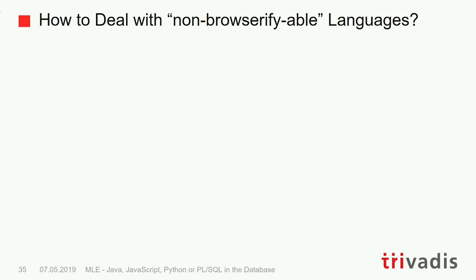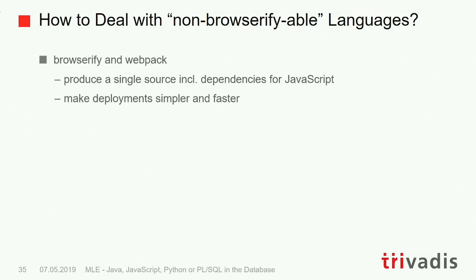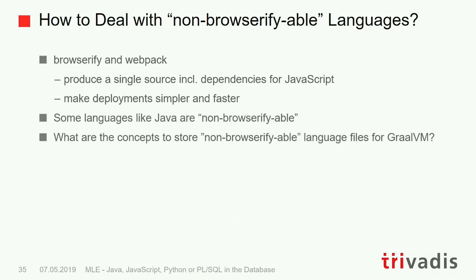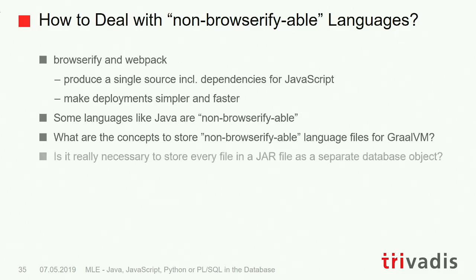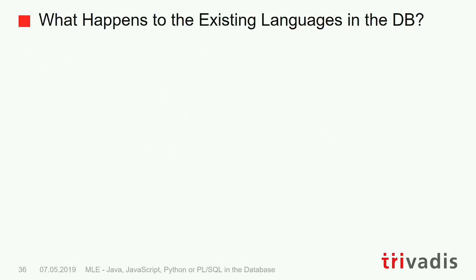How do we deal with languages which are not browser-viable? So I showed the example with JavaScript. With Python, you could do something similar, but that does not work with Java. You cannot put multiple classes in one file. It does not work yet. And what is the solution there? Is it really necessary when I put a jar into the database that every single file becomes an object and slows everything down? Will there be a simpler solution in the future? These are the questions.